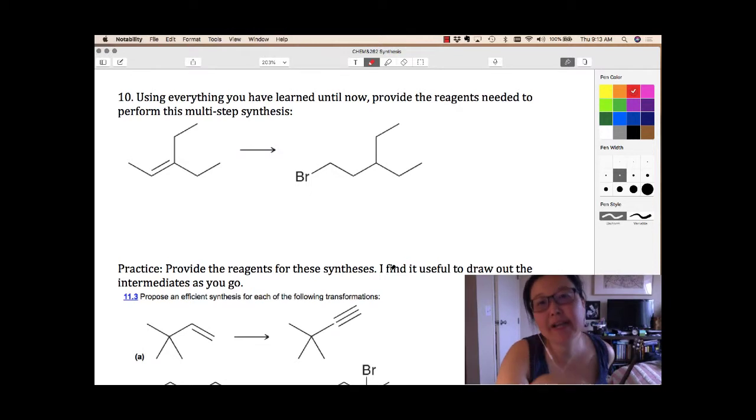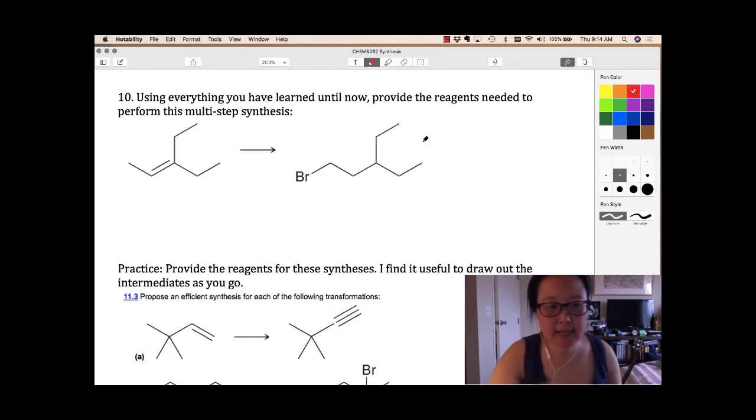All right, so now we're ready to practice some of these things on our own. Okay, so using everything you've learned, let's see if we can step through this multi-step synthesis here. And I want you to think back to those two questions, right? About the carbon chain, is that changing? And are you lengthening or shortening it? And then what are the functional groups that are changing?